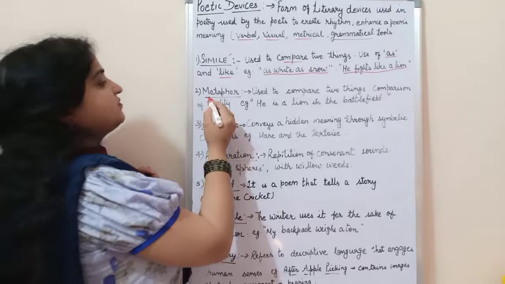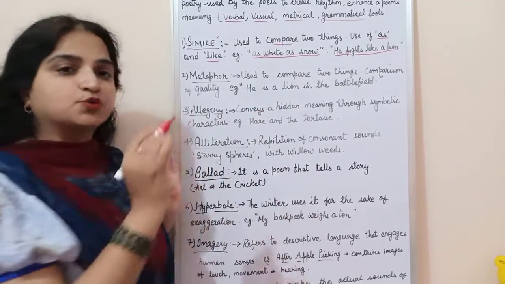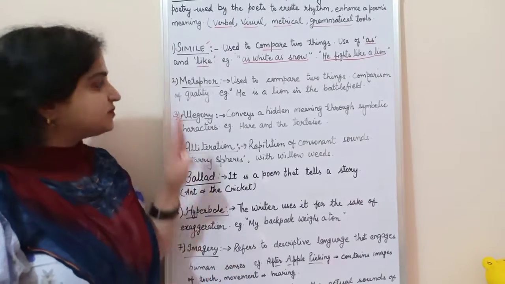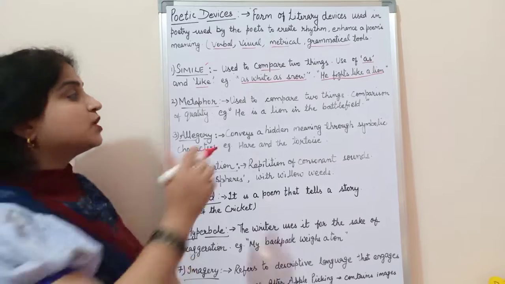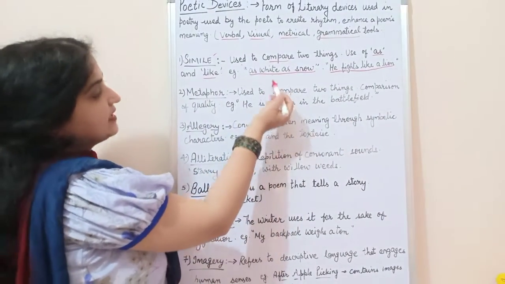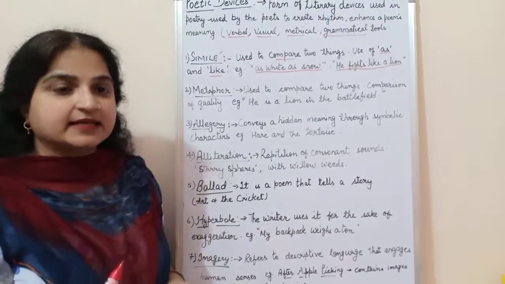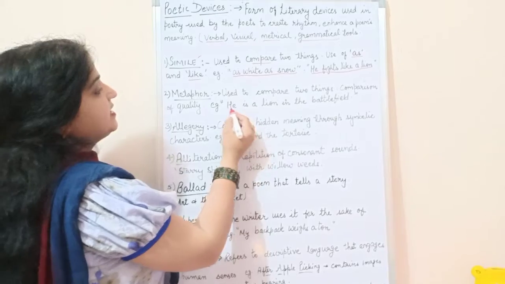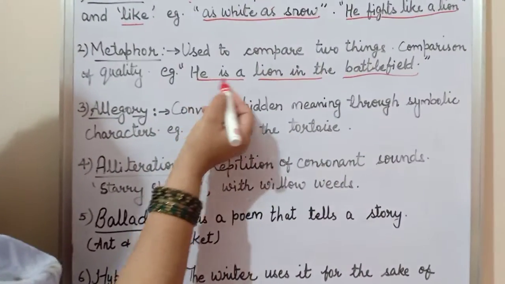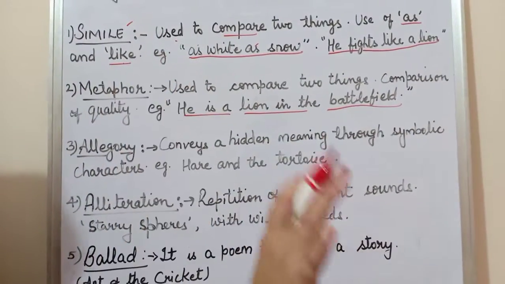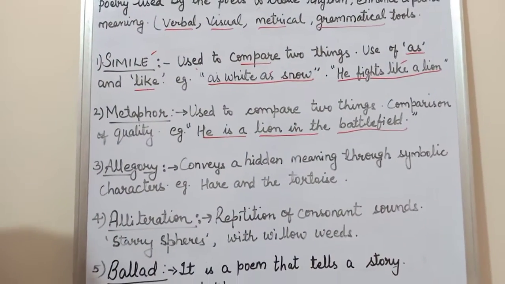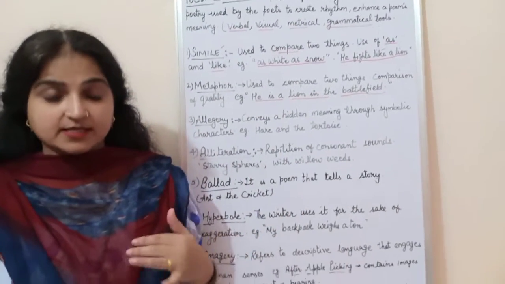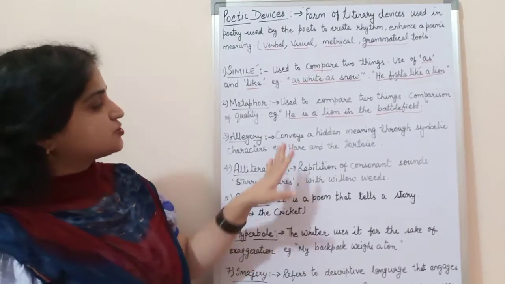Okay, now the second one is metaphor. Metaphor is also used to compare two things, but while using metaphor we don't use like and as. We show comparison with metaphor also, but in simile we have used as and like: as white as snow, he fights like a lion, he sings like a nightingale. Here the comparison is done without the use of like and as. See, he is a lion in the battlefield. He fights like a lion and he is a lion in the battlefield are both the same, but the difference is that in one the word like is used and in the other it is not. It means he is very brave and fights like a lion, so that quality is compared.